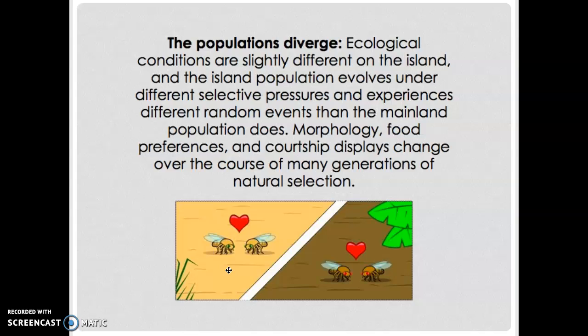You see the hearts, they're trying to tell you that maybe the conditions are different on the island, and so they reproduce at different times or different parts of the season. And all of those changes accumulate, okay? So they are evolving differently because they are in a different environment. The mainland flies just keep doing what they're doing.